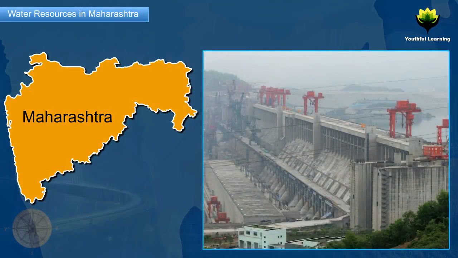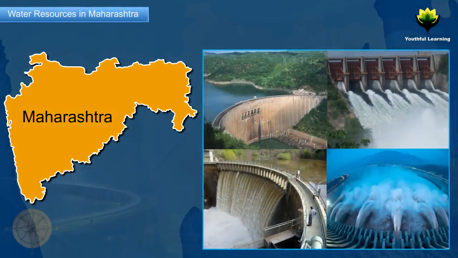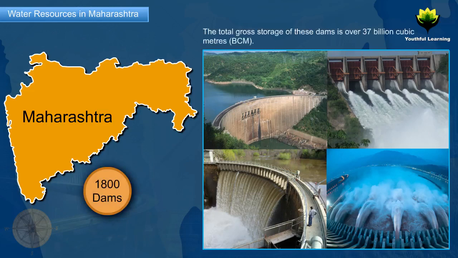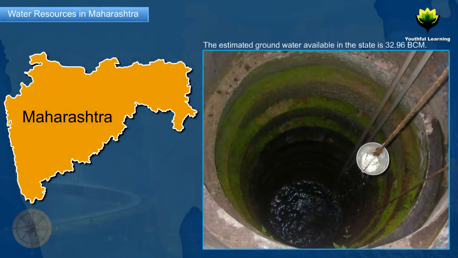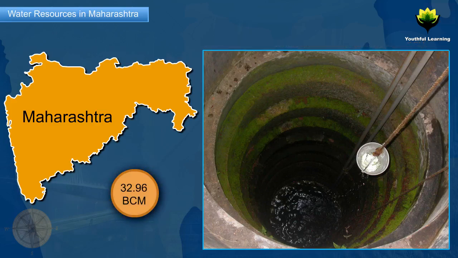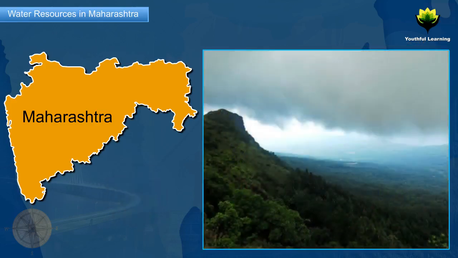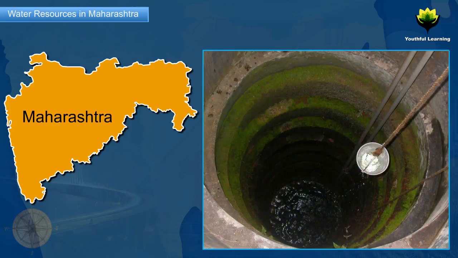As per the International Commission on Large Dams, dams with height more than 15 meters are called large dams. There are more than 1,800 major dams in Maharashtra. The total gross storage of these dams is over 37 billion cubic meters. The estimated groundwater available in the state is 32.96 billion cubic meters. This quantity depends upon factors like slope of a region, etc. Thus, the amount of groundwater available is not same throughout the state.